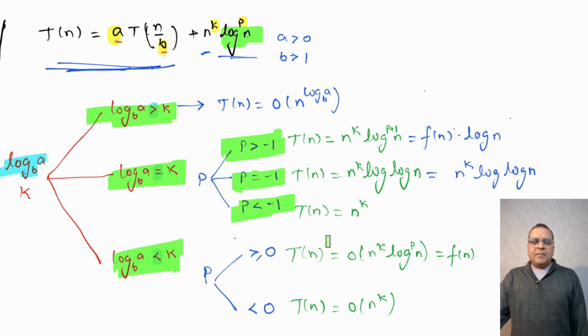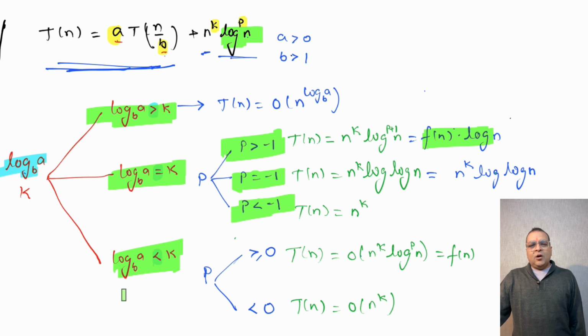And if p is greater than minus 1, which means that either the logarithmic component is not present, or if it is present in the numerator, in that case, we will just multiply f(n) with log n. Therefore, if you do not have any logarithmic component in the denominator, just multiply the function with log n. If you have only one power of log n in the denominator, then multiply n raised to the power k with log of log n. And if you have a higher power in the denominator, then just ignore the logarithmic component and the answer is only n raised to the power k. This is the second case.